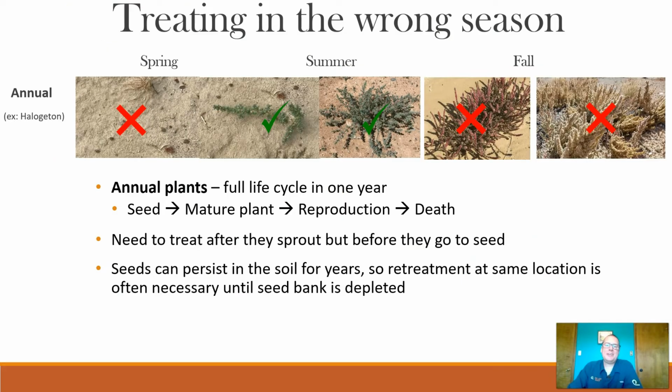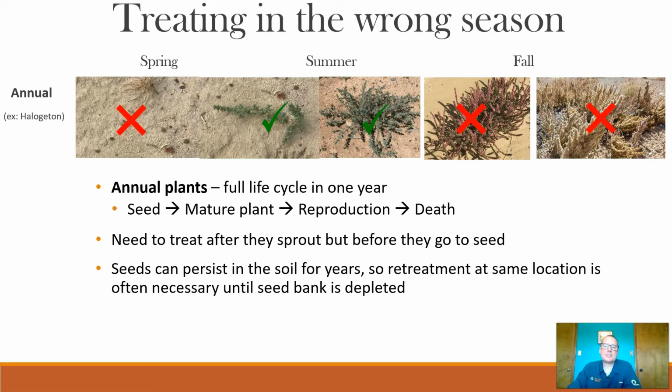So, how to waste money treating in the wrong season. If you are treating with herbicide or other management practices, for example, trying to treat halogeton, you need to treat it after it comes up because you don't necessarily know where the seeds are. Once it comes up and you see it, but before it starts producing seed or going to flower and producing seed is the time to treat it.